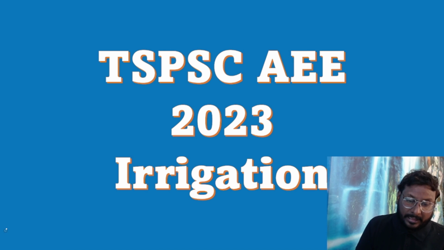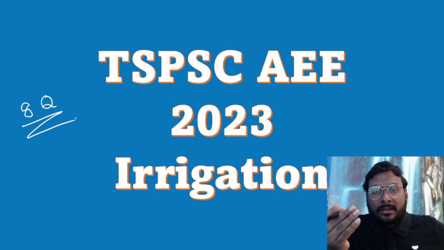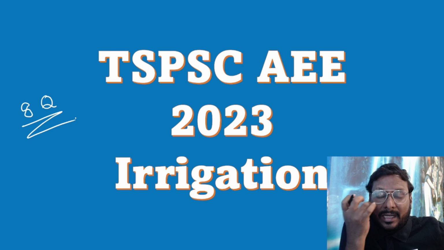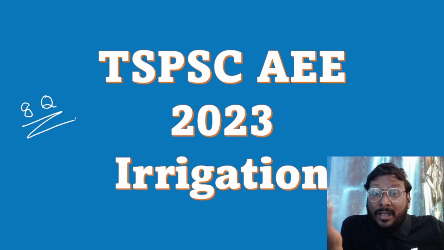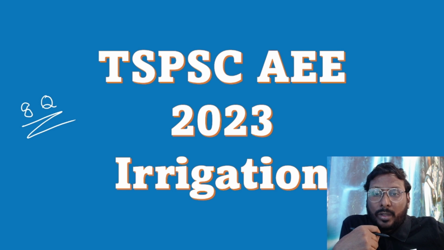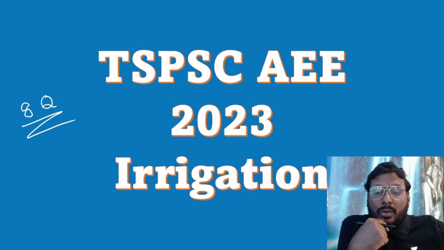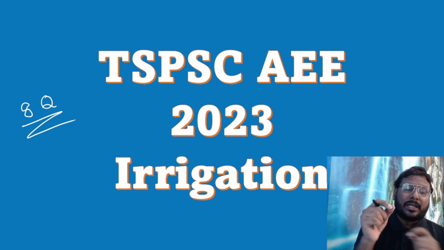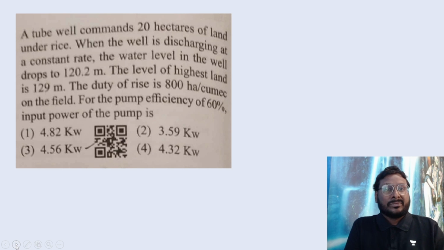Now coming to irrigation, there are 8 questions from irrigation which cover different topics like duty, delta, base period, then a field capacity question, and also a pump capacity question from the initial chapters. Design of canals has 2 questions from Lacey's model. Cross drainage works has a theory question. So each and every concept related to irrigation is covered in this 2023 AEE paper.